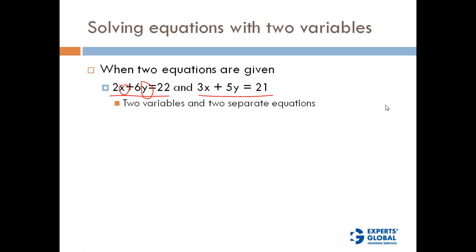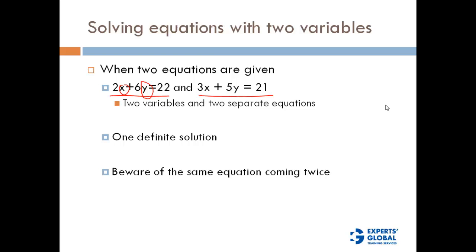Right, so two variables and two separate equations will always give us one definite solution. This is something that you need to remember, but at the same time you have to be aware of the fact that if the same equation is coming twice, for example, let's say x plus y is equal to 5 and 2x plus 2y is equal to 10.